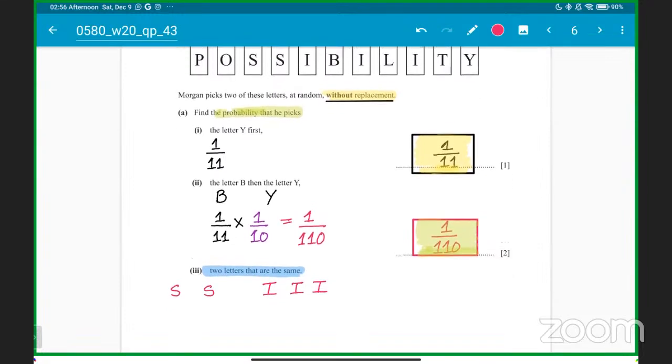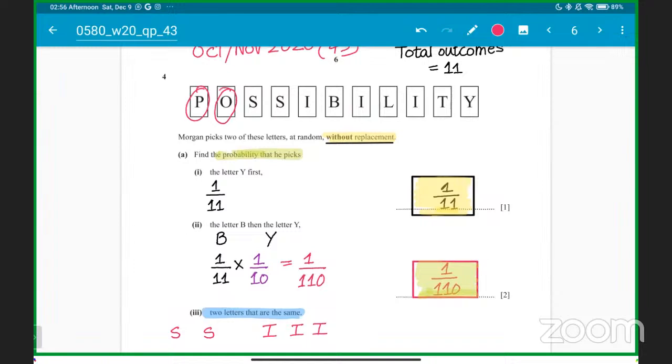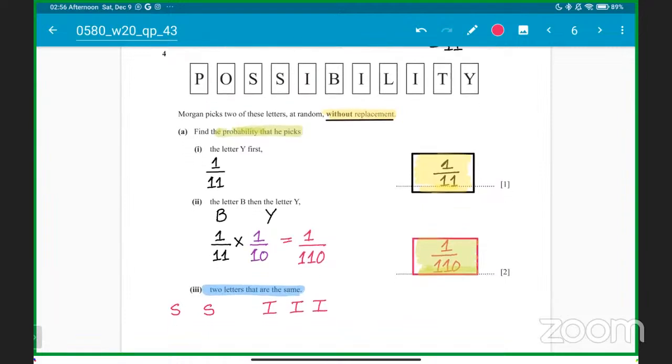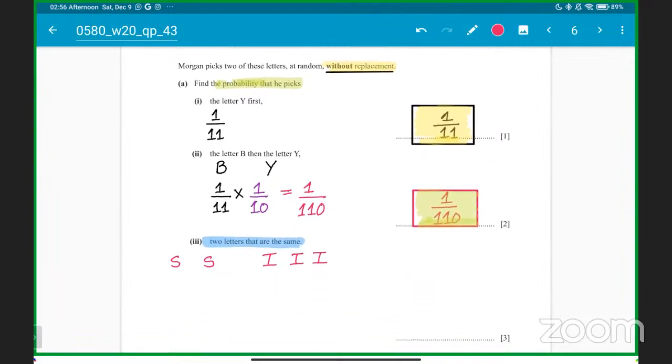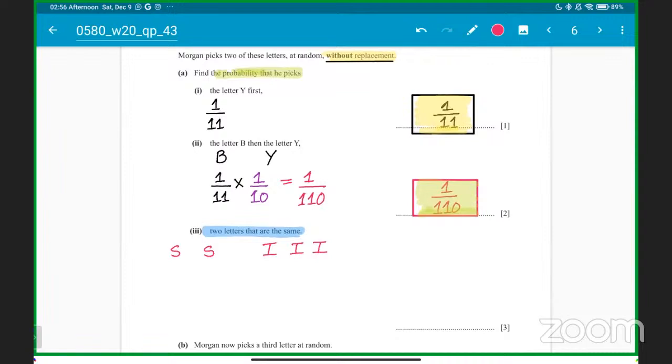I think P is only one time, right? O is one time, P one time, O one time, B one time, T one time, L one time, Y one time, right? So there are only 2 S's available and 3 I's available. Getting it, students? Clear? Okay. Yes, sir.